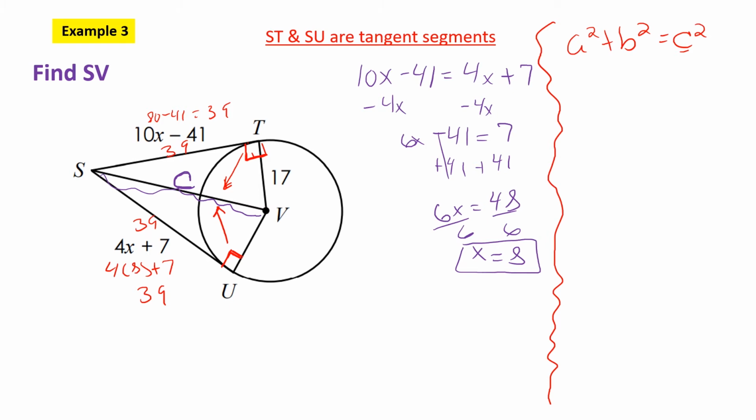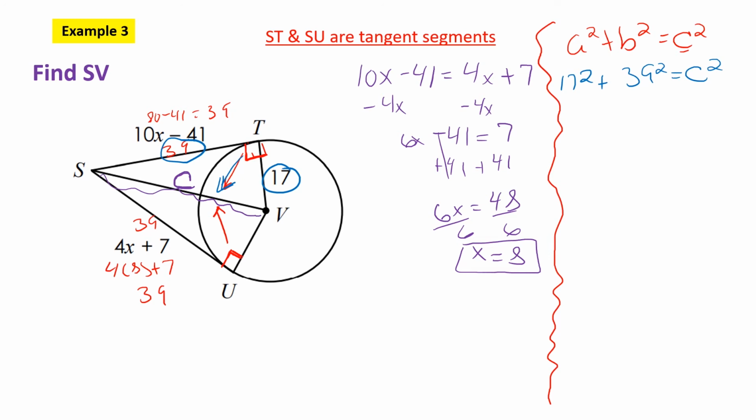And so our legs are 17, right? That's one leg here, and 39. Okay, and again, we know that this is the hypotenuse because it is opposite the right angle. So just plugging it into this formula here, 17 squared plus 39 squared, and you know that this is interchangeable, right? You could do 39 squared plus 17 squared, it doesn't matter, you are going to get the same answer.